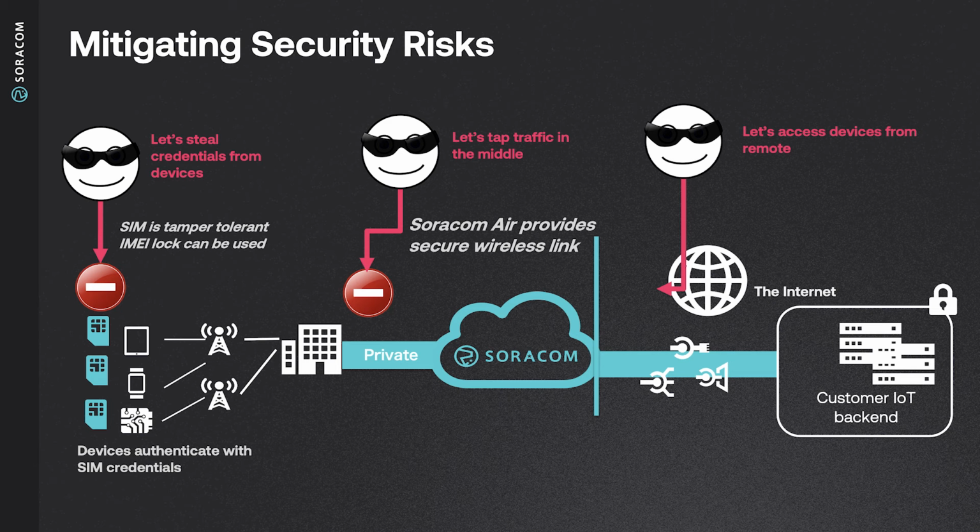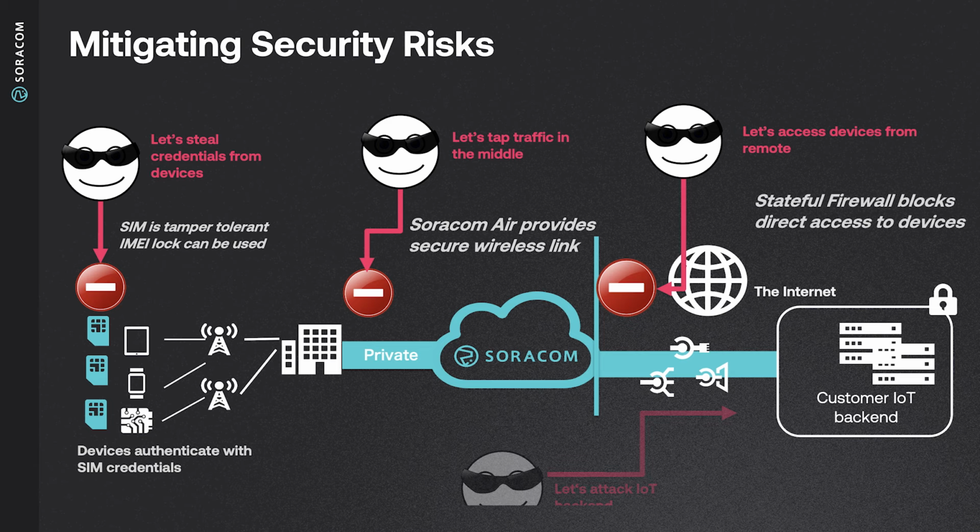The attacker might try to reach out to the devices via the public internet, but the access is blocked by our stateful firewall by default. The IoT backend is no longer exposed to the public internet if the private peering is established. Thus, there is no way for the attacker to reach out to the backend either.